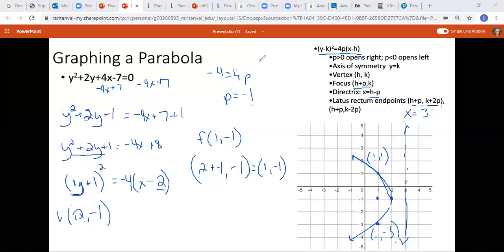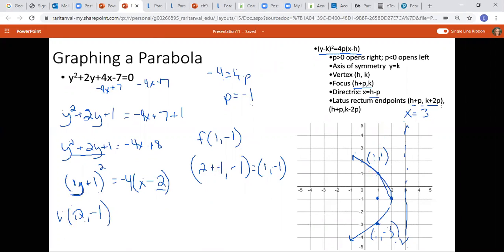So here we completed the square to get to our standard format. We found our vertex, and we found our focus and our directrix, and then we found the endpoints of our lattice rectum. Okay, so those are the steps that you want to go through to graph a parabola from a given equation.